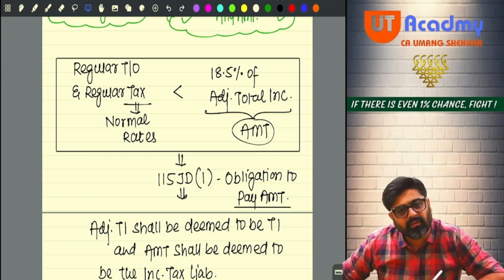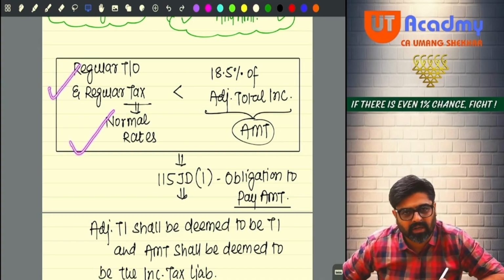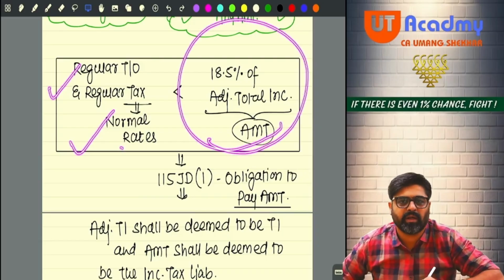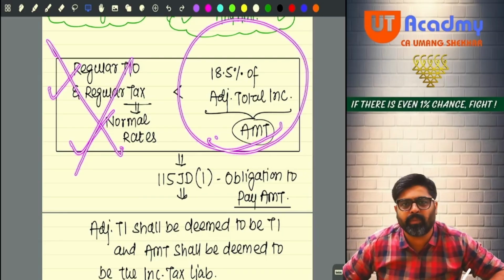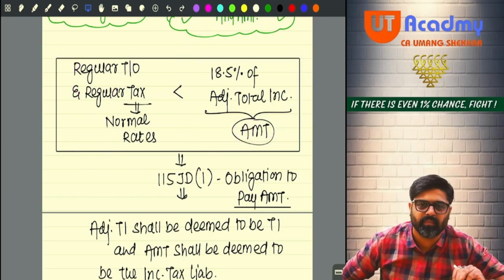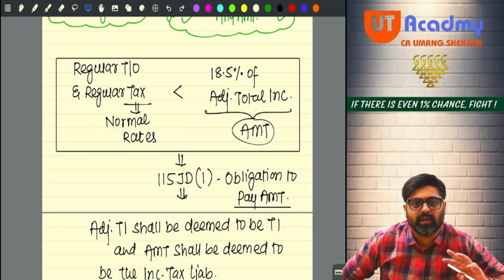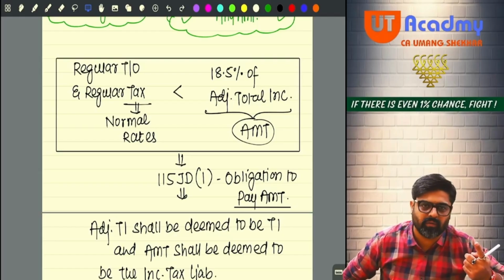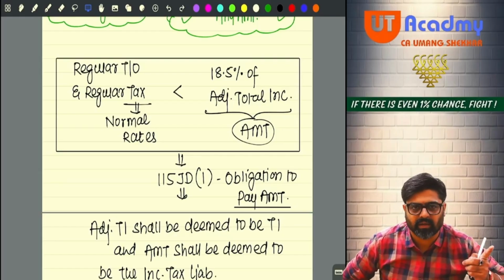See, if you are having this much regular total income and this much regular tax, if this tax is lower than this amount, we will not accept this tax. At least pay this much amount of tax to the government. Now see, government has a different intention. Whatever the government is saying, that is correct.